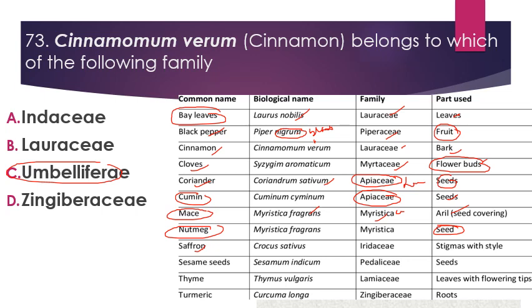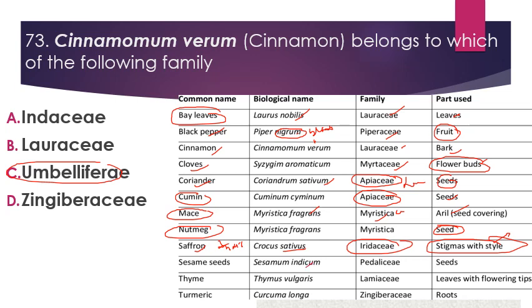part used as seed. Then next is saffron, which is the costliest spice. Its scientific name is Crocus sativus. इसे commonly कहा जाता है केसर. It belongs to family Iridaceae और इसमें हम use करते हैं part that is dried stigmas and style. So female part of the flower is mostly used.